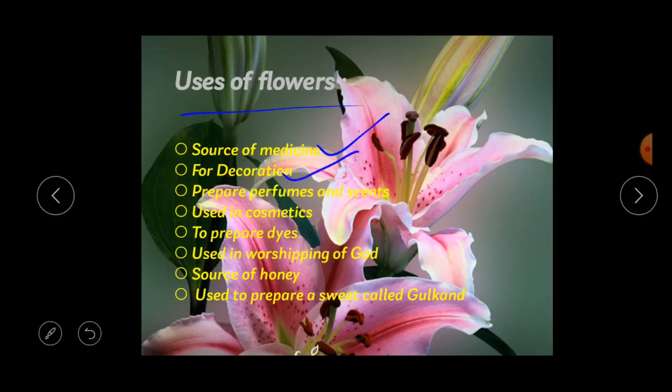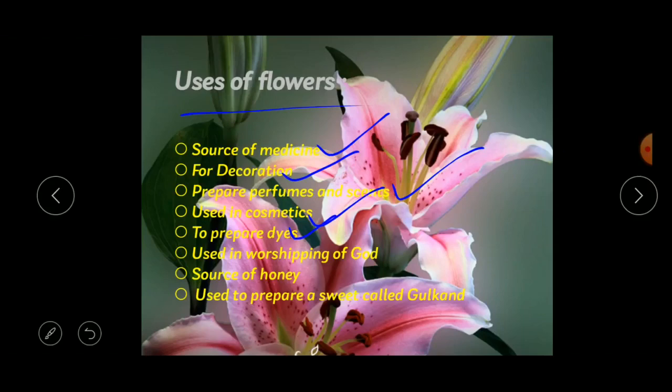Next one is for decoration. Of course, we use these flowers for decoration, which enhances the beauty, right? So next one is to prepare perfumes and scents. These flowers are used to prepare the perfumes and the scents, and they are also used in the preparation of cosmetics and to prepare the dyes, in the sense coloring, okay, which is used to prepare the colors or dyes.